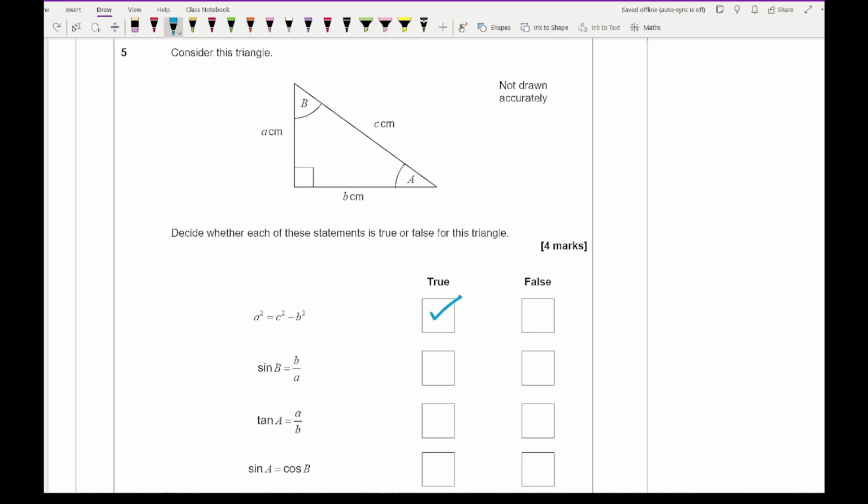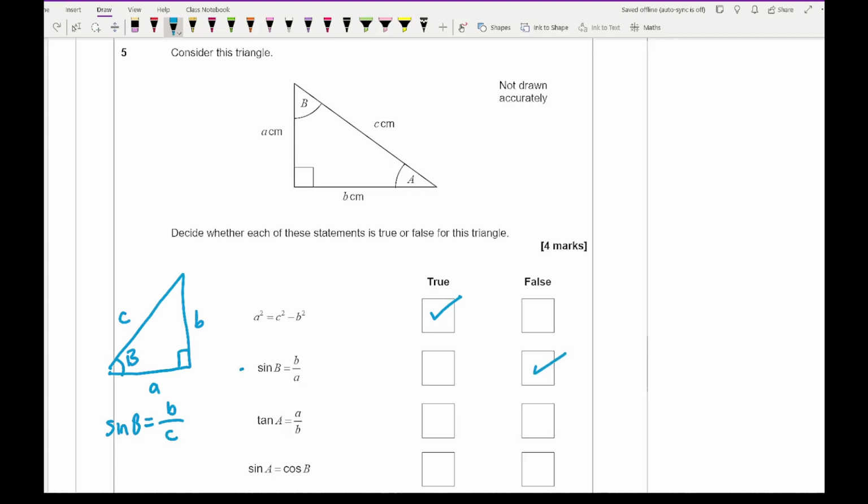For the next question, it says sine b equals b over a. Well, if I just rotate that triangle and have this angle as my b, this is my right angle, and just label accordingly. So that's going to be c, the opposite is b, and this side here is a. So looking at this, using sine, I've got to use the opposite and the hypotenuse. So sine b equals b over c. So this statement here is going to be false.